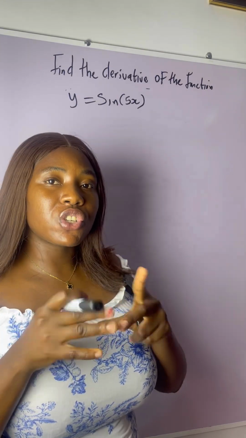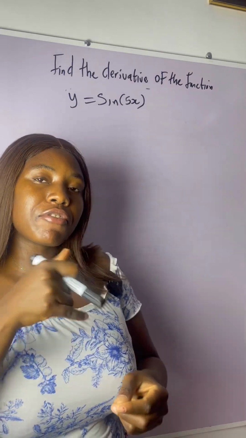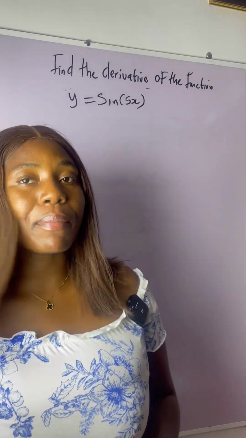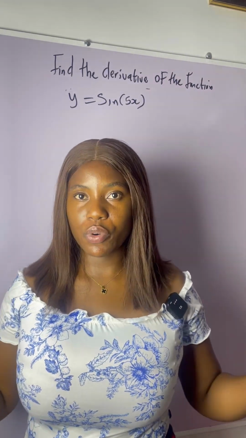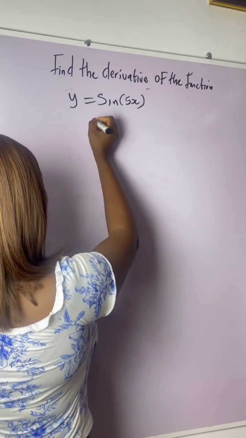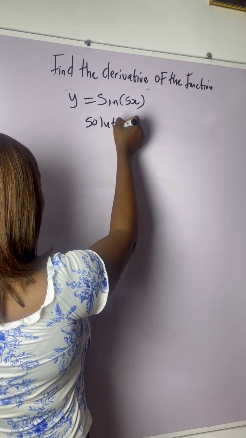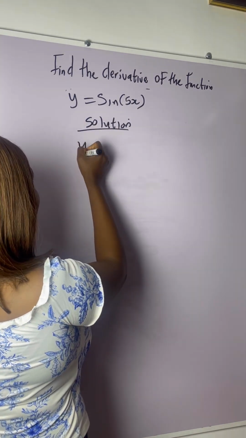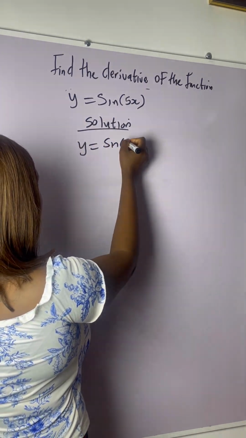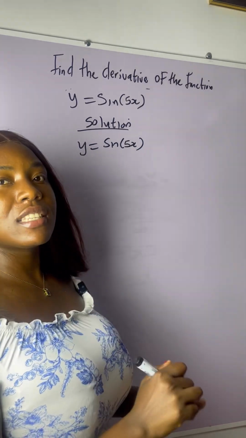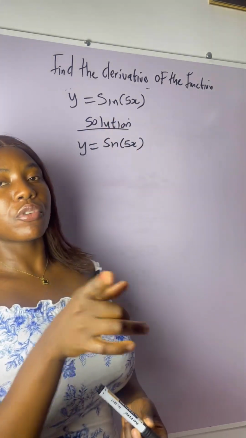So now we have a function of another function. Whenever you say a function of another function, you're going to apply what's called the chain rule. Okay, now let's get to the board. Solution. It says y equals sine of 5x. This is a function of a function, like I said before: chain rule.